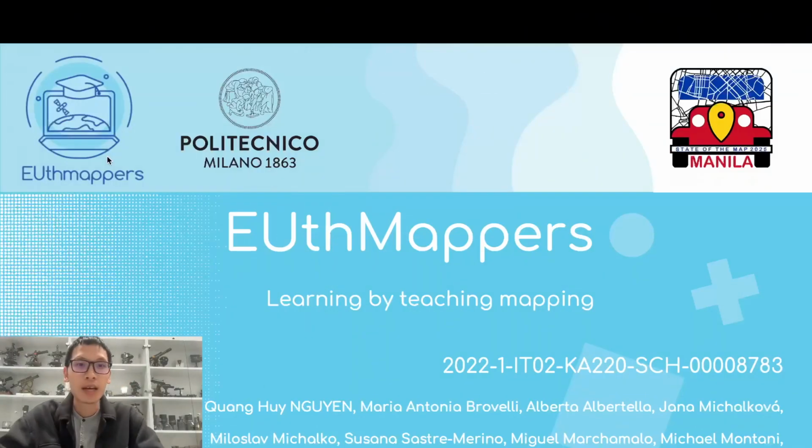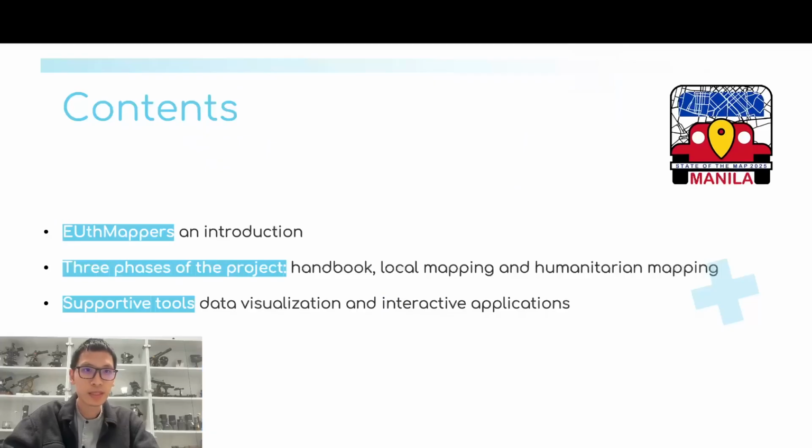Hello everyone. My name is Quang Huy Nguyen. Today I will introduce the project EUthMappers and what we have learned during the project. In the presentation, I will introduce three main parts. The first is general information about the project. The second is three phases of the project, including handbook, local mapping, and humanitarian mapping. And at the end, I will introduce some supportive tools.